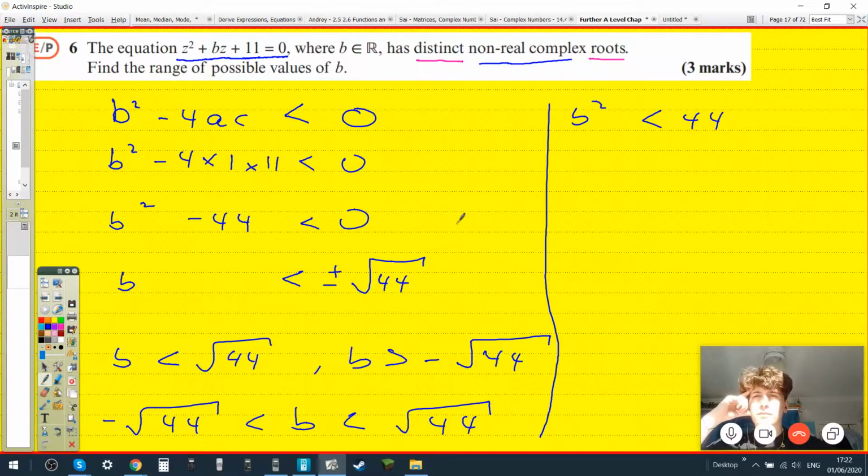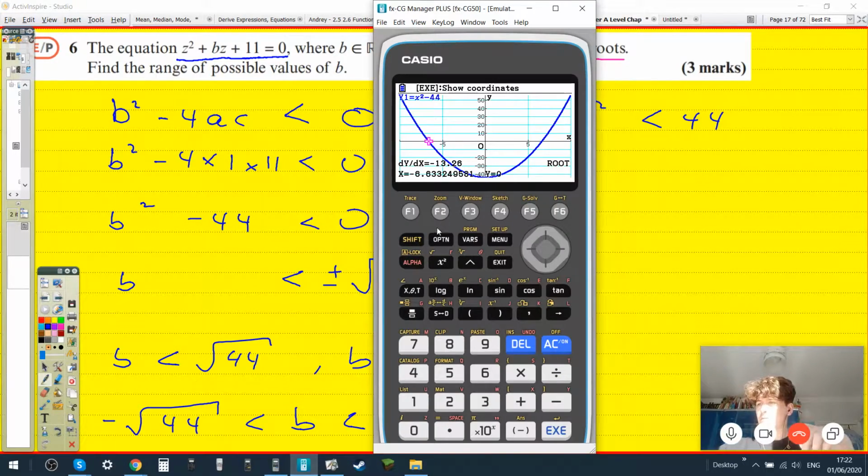So it's basically when we say two distinct real roots, one repeated root, and then no real roots, that's because there's two imaginary roots. So when it's less than 0, no real roots, but two imaginary roots, and this is them. So b squared minus 4ac is less than 0, a is 1, c is 11, b squared minus 44 is less than 0, and you can do that as a graph if you want.